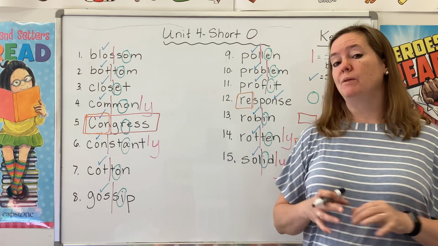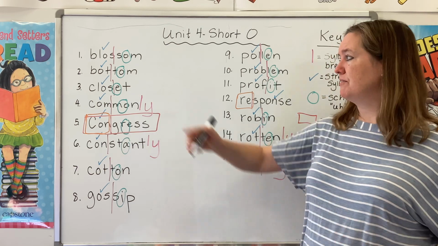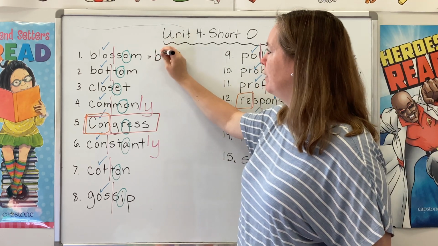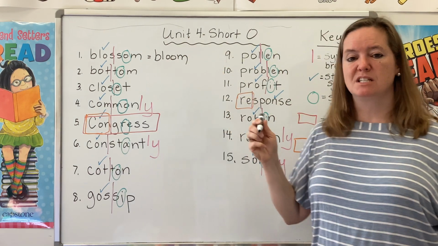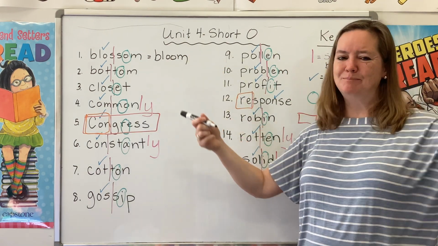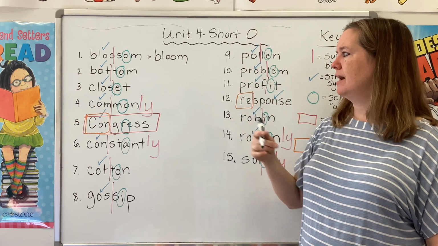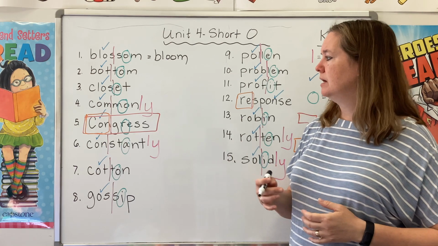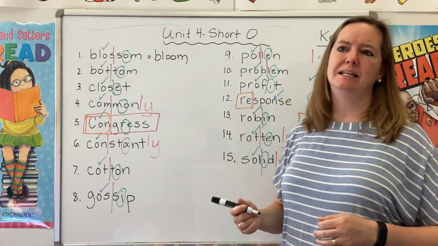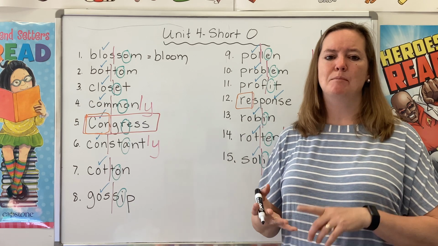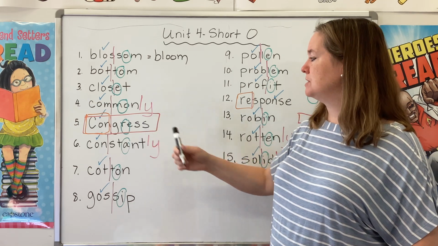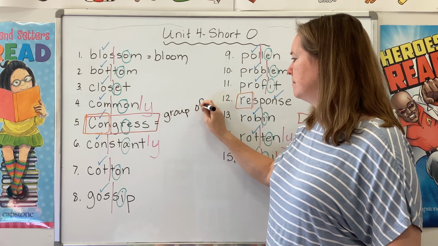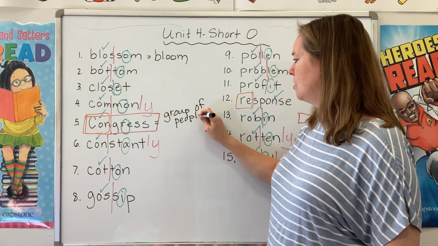All right, before I let you go, let's just quickly make sure we know the meanings of our words. Blossom means bloom, right? Like I can't wait for the tulips to blossom. Bottom, opposite of top, you know that. Closet, something with a door where you store all your clothes or your food. Common means you see it a lot. A common name, a common place. Congress we talked about, right? A group of people that makes laws.